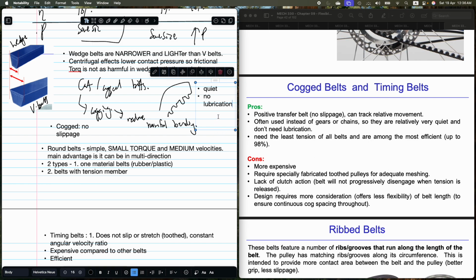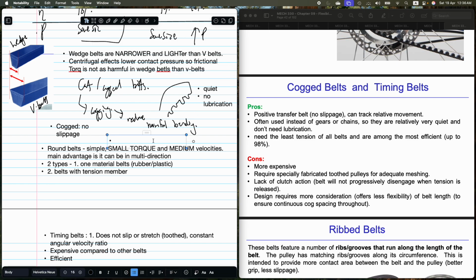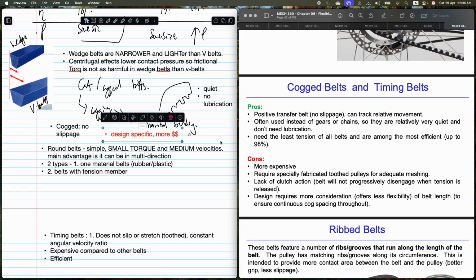Okay, cons. Let's do them in red. So cons are more expensive. We talked about expensive. Special fabricated tooth pulleys. Yeah, we did that. A lack of clutch action, the belt would not progressively disengage. More intention release design, more consideration. So you need to design specific, and more dollars. Okay, done.